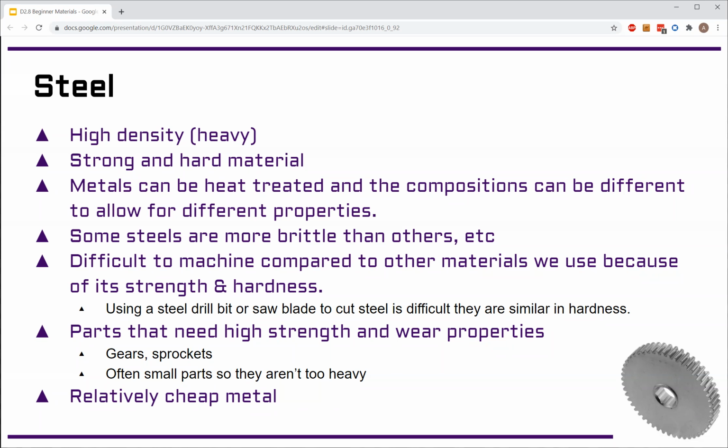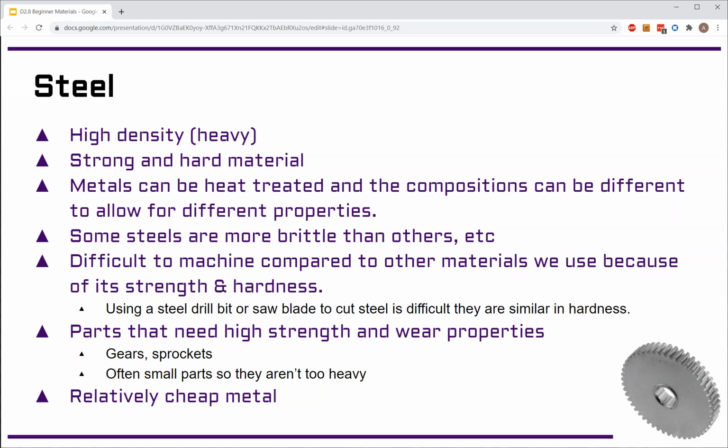So we use steel a lot for gears and sprockets and relatively small parts where, even though they're heavier than the same part in aluminum, because the part is relatively small, it doesn't affect our overall weight budget of the robot as much. So a lot of the gears and sprockets we'll use in the drivetrain, where they're going to be run a lot and we never want to have a failure there, a lot of those parts will be steel most of the time.